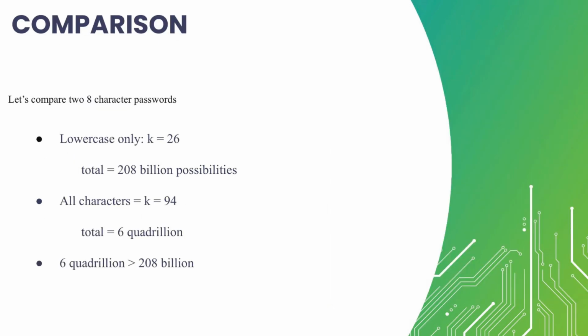Let's compare two 8-character passwords. One uses only lowercase letters and has 26 to the 8th power possible combinations, which is about 208 billion possibilities. And the other one uses all characters, including uppercase letters, lowercase letters, numbers, and symbols. Here we have 94 to the 8th power possible combinations, which is about 6 quadrillion possibilities. Even though both passwords are the same length, the one with more character choices is much stronger. That's why adding special characters and symbols helps.